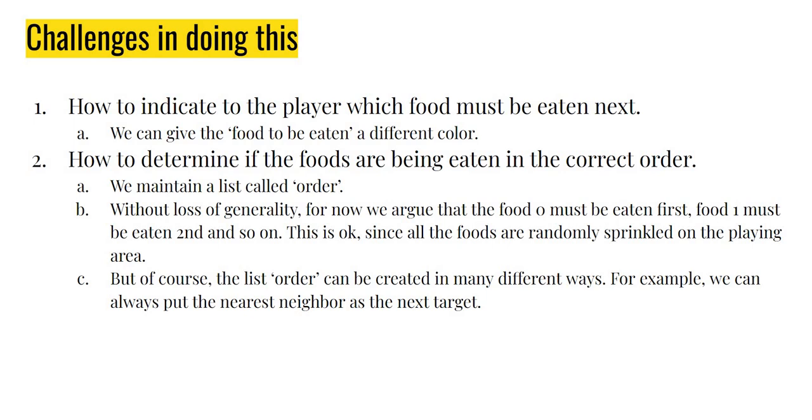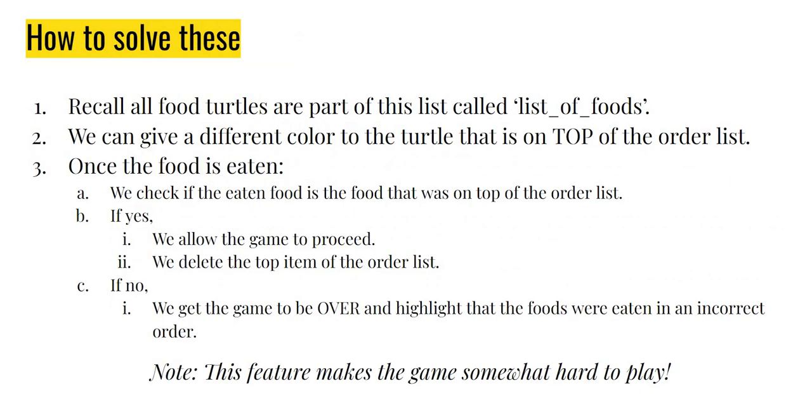It basically means that any food randomly is kind of being picked up to say, okay, now you go and eat this next. But of course, this list order can be created in many, many different ways. As we'll see later on, we can also say, okay, look, this is your nearest neighbor. Now, please go and eat this because that could result in a more optimal path. But right now, we'll not bother too much about how we create this list order. We'll be more interested in how we use this list order in this game. Now, the first thing first, like I said, we need to give a different color.